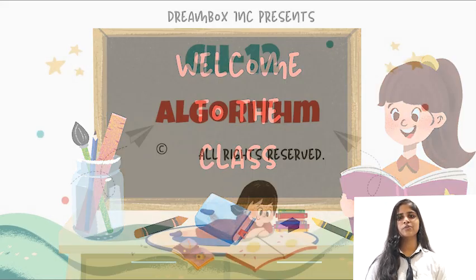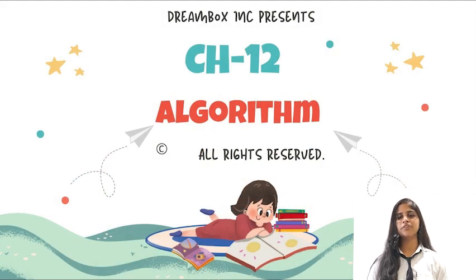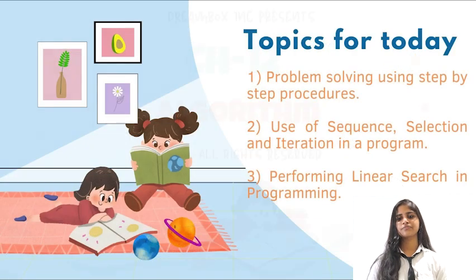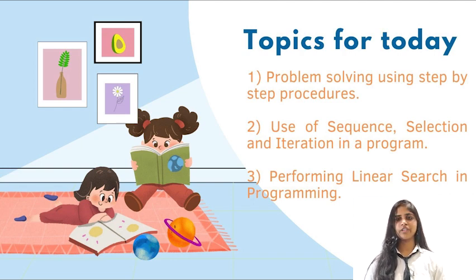So today we are going to study chapter number 12 of your textbook, that is algorithm. So coming to today's topic, our topic is problem solving using step-by-step procedures, how we can solve it. Second, we will study use of sequence, selection and iteration in a program. Lastly, we will see performing linear search in programming.